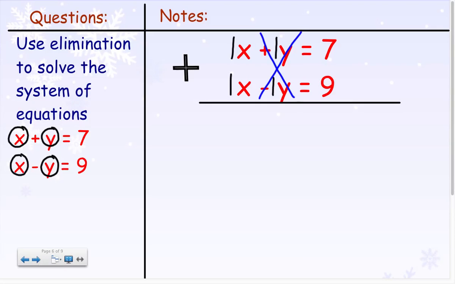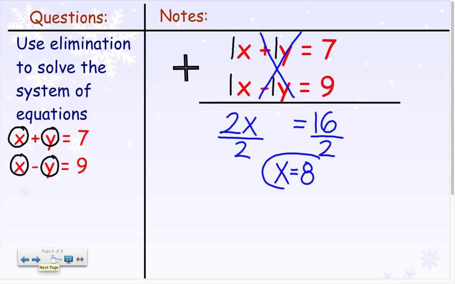Then 1x and 1x make 2x. That's why putting the 1s is kind of important there, because a lot of people just write x. But 1x and another 1x make 2x. 7 and 9 make 16. Divide both sides by 2. And I'm left with x equals 8. So this is half of my answer.